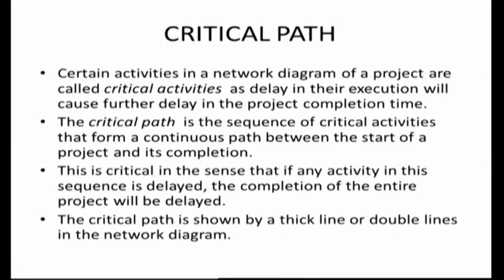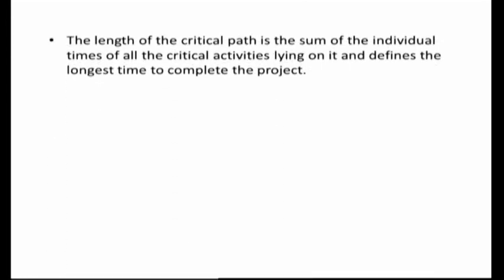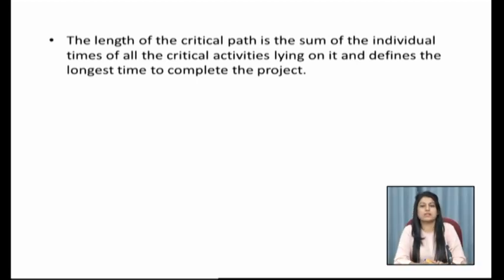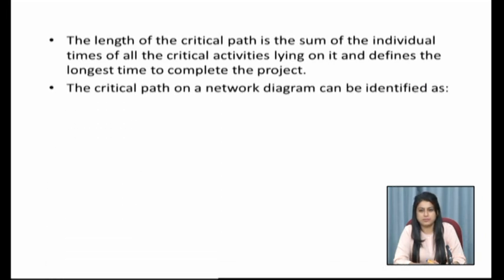The critical path is shown by a thick line or double lines in the network diagram. So we shall make double lines or a thick line in this network diagram after we know that this particular path is the critical path. The length of the critical path is the sum of the individual times of all the critical activities lying on it and defines the longest time to complete the project.